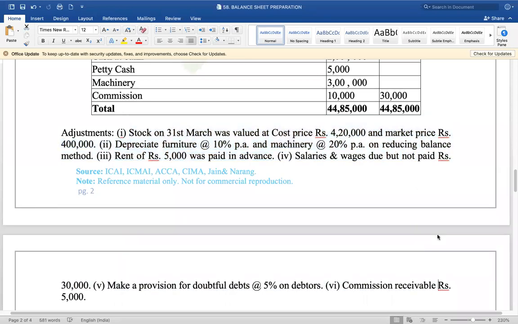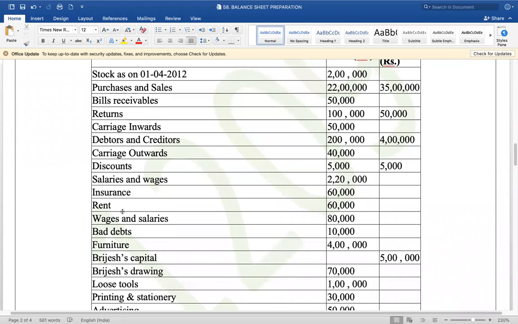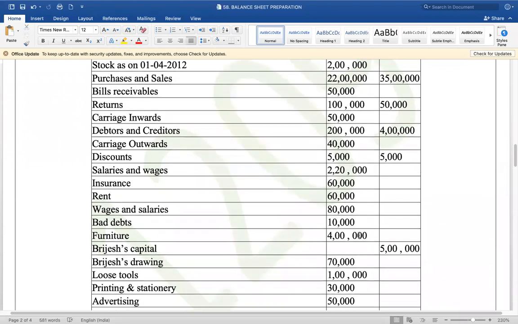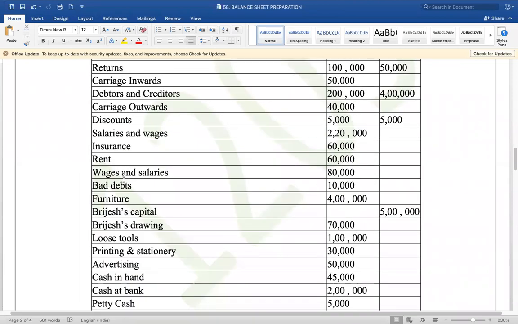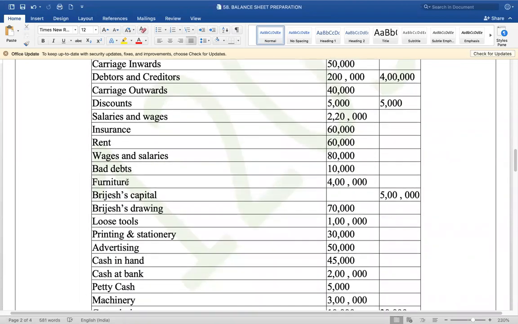Yeah, there is no adjustment. Right. Then bad debts, 10,000. There's no adjustment for this. Provision for doubtful debt, we have already taken. Furniture, yes. Furniture is an asset.